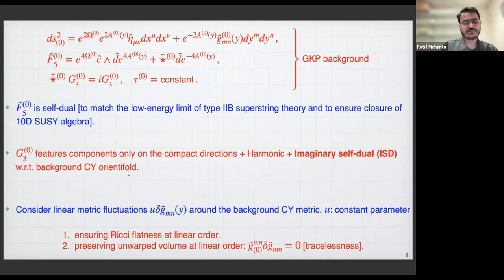We'll consider linear fluctuations around the background Calabi-Yau metric. For the time being, take U as a constant parameter.